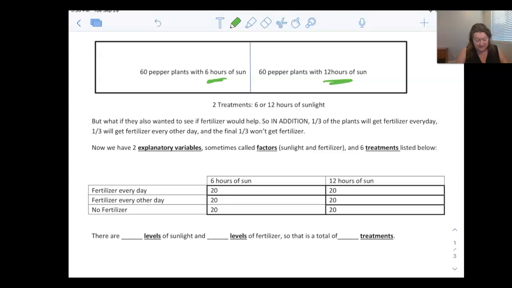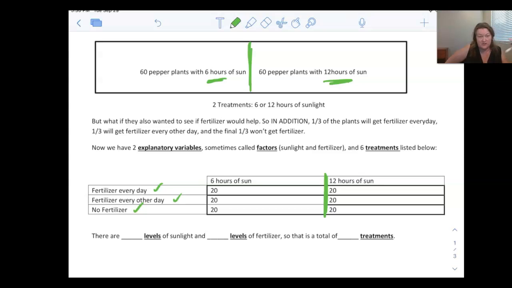So now the plot is going to look a little bit different. Instead of it just having 2 sides to it, it's still got those 2 sides, except now we've got 3 different categories vertically as well. We've got fertilizer every day, every other day, or no fertilizer. Okay, so what has really changed here? So let's go and think about this.